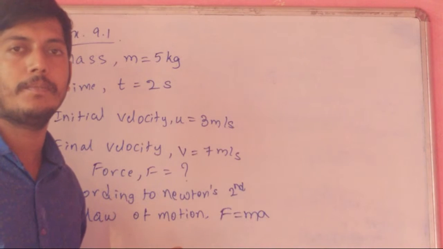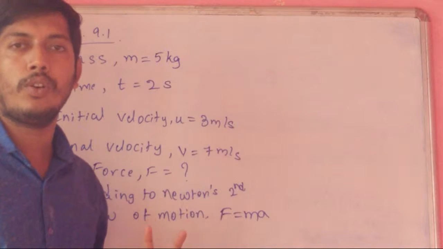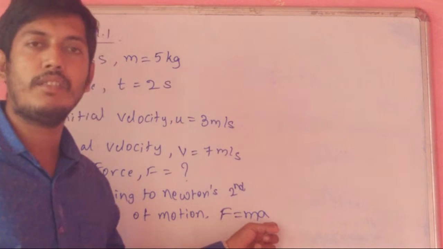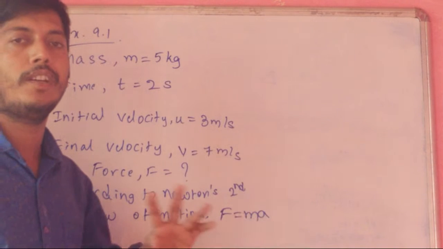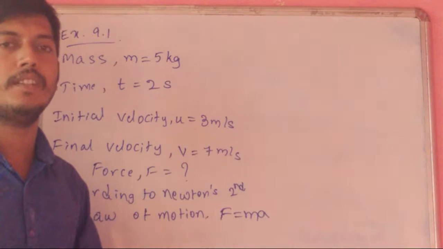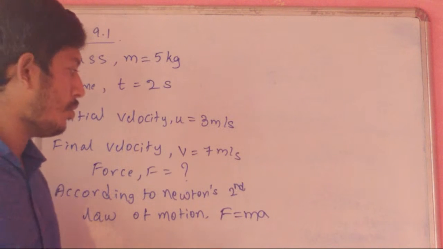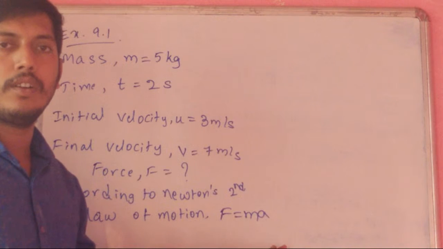Acceleration is not given. So it is a single equation with two unknown quantities. Force is unknown, and acceleration is also unknown. In a single equation, if two unknown quantities are present, then we can't solve the problem. So now, how do we find F or A?